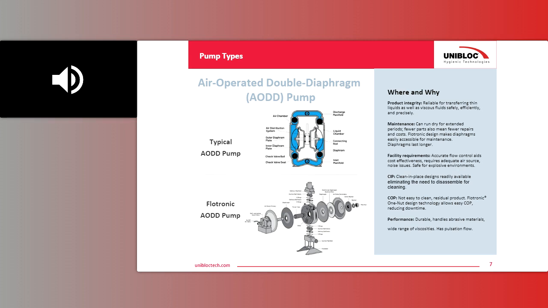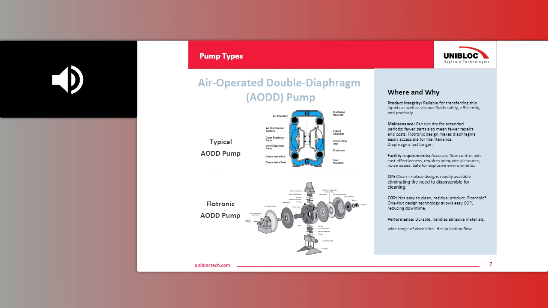Maintenance of the pumps themselves, depending on which technology you're looking at, the traditional figure 8 or the Flowtronic one-nut pump, can vary. Traditional AODDs can be very cumbersome in taking them apart, whether it's for maintenance or for cleaning, and time-consuming as well. The Flowtronic AODD pump addresses both those issues. It's easy to disassemble for maintenance as well as easy to disassemble for cleaning.